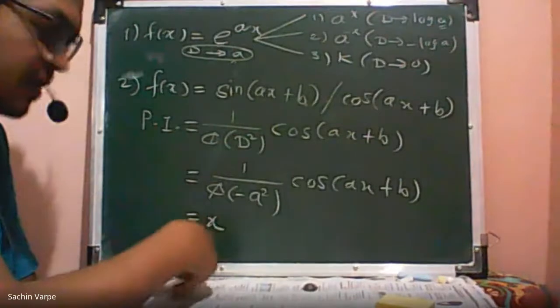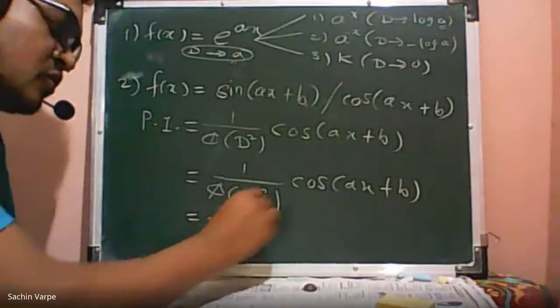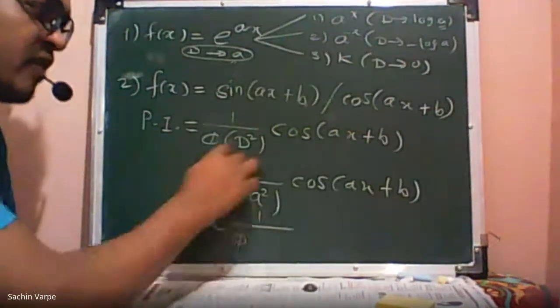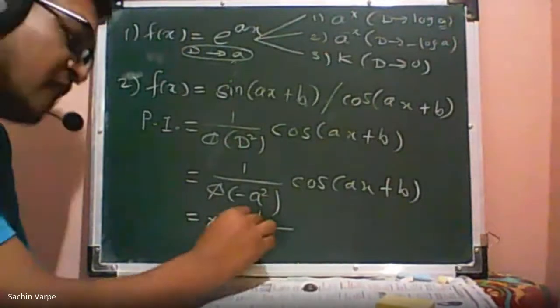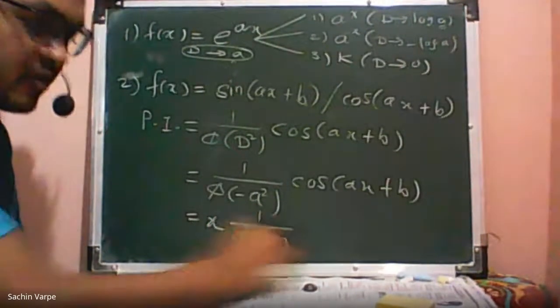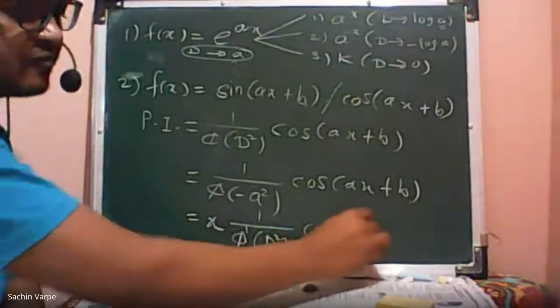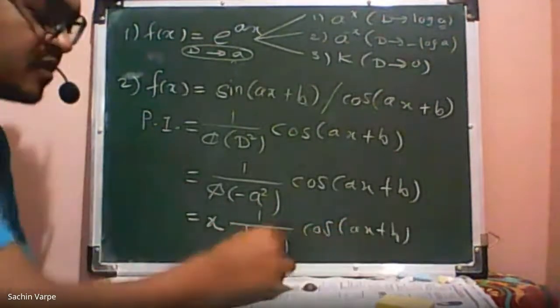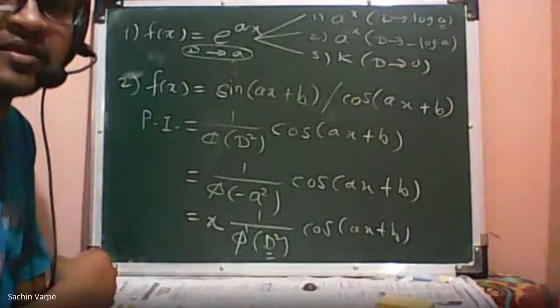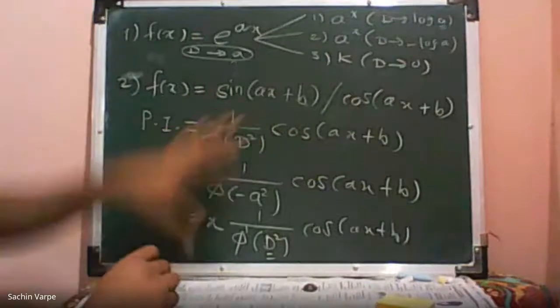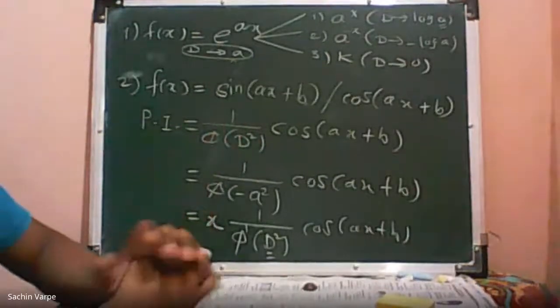We are multiplying by that independent variable, and we are differentiating this phi of d square. So that will be phi dash at d square. Remember, phi dash at d square into cos or sine. And then we are replacing this d square by minus a square. Yes? Any doubt? Okay. So this is about the sine and cos.